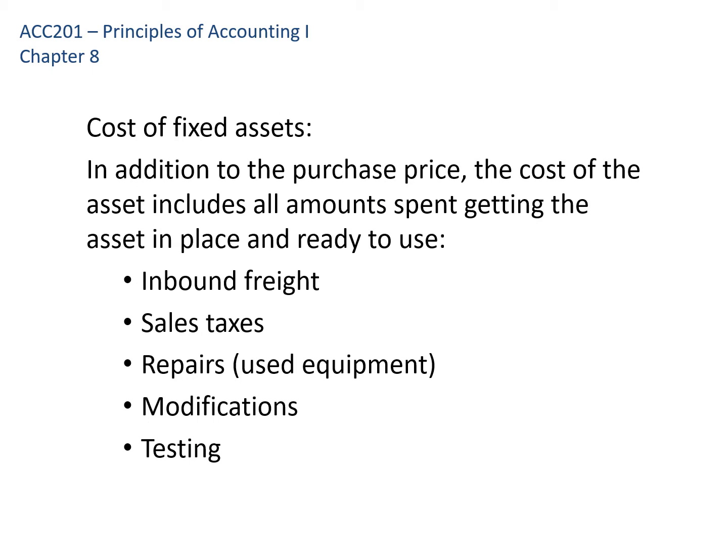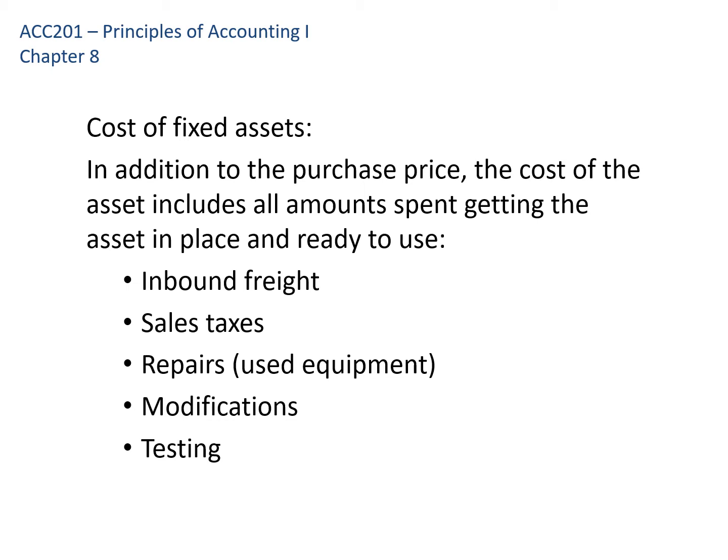So the cost of a fixed asset is, of course, the purchase price of the fixed asset, but then all of the other amounts that are spent to get it ready to use in the business. So that might include inbound freight. If I buy an asset and the asset's located in Tampa, Florida, well, then I got to get it to my factory here in Lacey. So the freight to get it from Tampa to Lacey is going to be part of the cost of the asset. In most cases, I have to pay sales or use tax on the purchase of that asset.